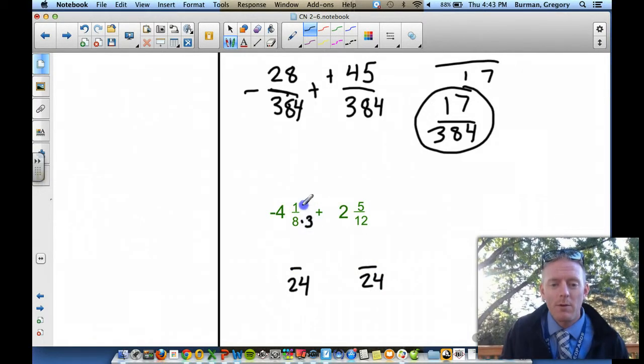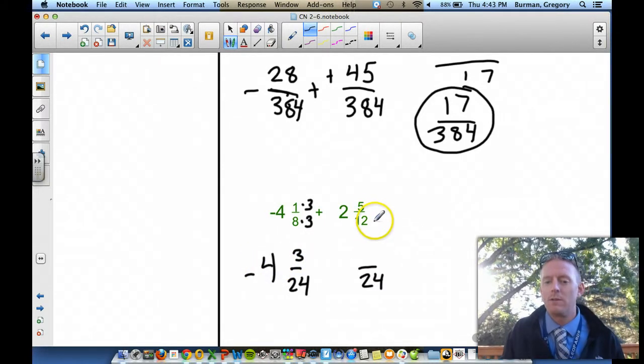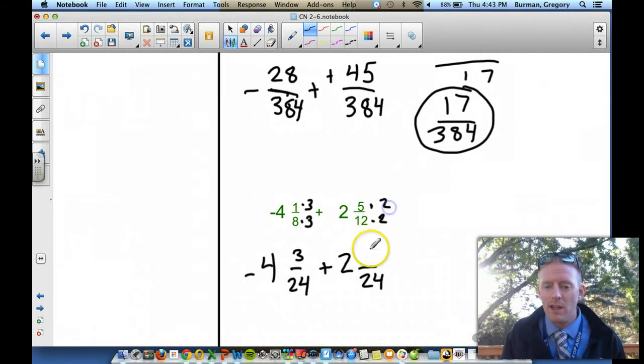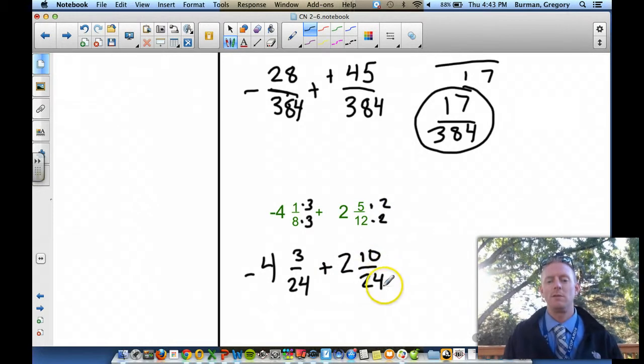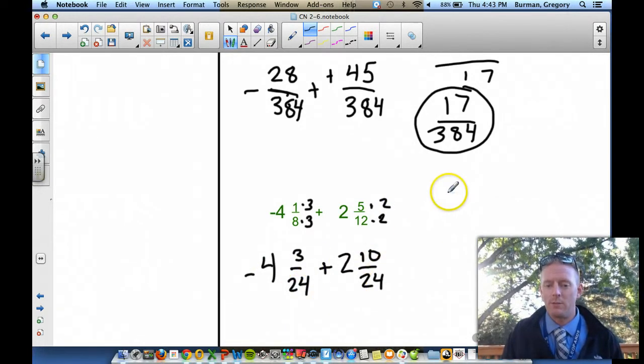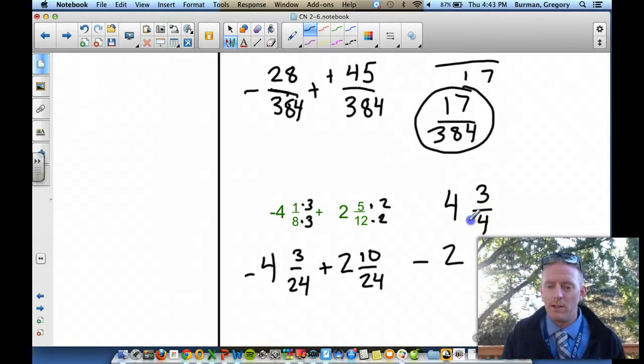So we multiplied both the top and the bottom by 3, and we get 3/12. So we have a negative 4 and 3/12. And on the other fraction we have a positive 2, and so we multiplied by 2 and get 10/24. The signs are different, so we're going to subtract. So we have 4 and 3/24 minus 2 and 10/24.